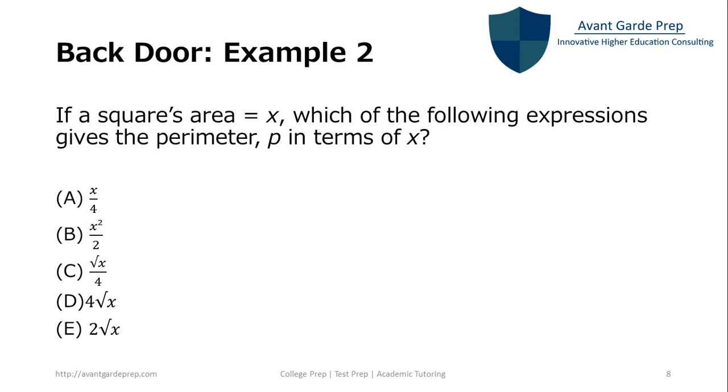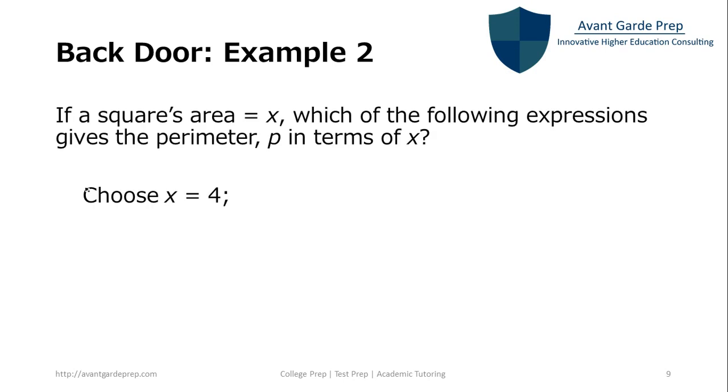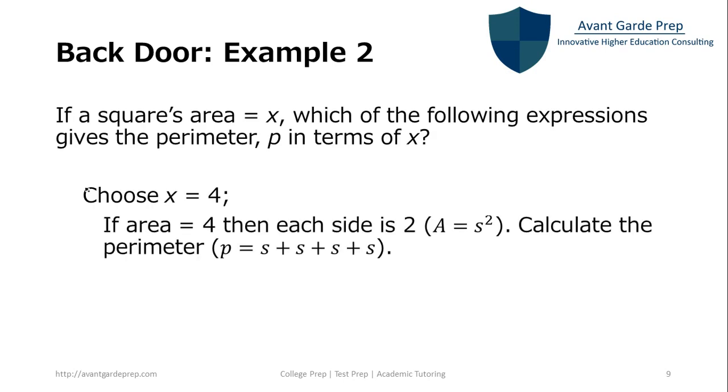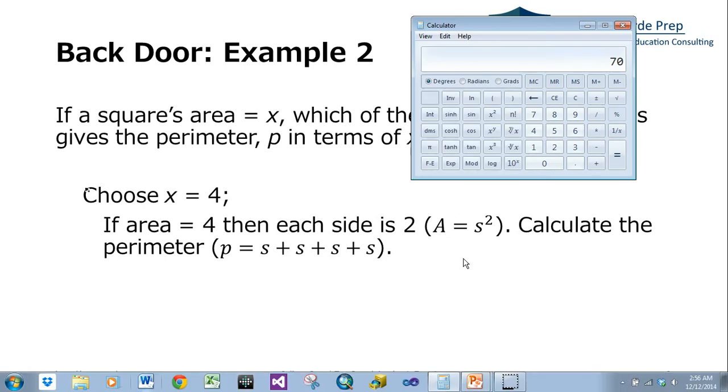For this problem, we'll choose x equals 4. So if we choose x equals 4, and we use the area formula for a square, which is area equals side squared, we can use our calculator to find out what one of those sides is. So if we have area equals side squared and our area equals 4, if we take the square root of 4, that's going to give us one side. So one side is 2, and now we need to calculate the perimeter.